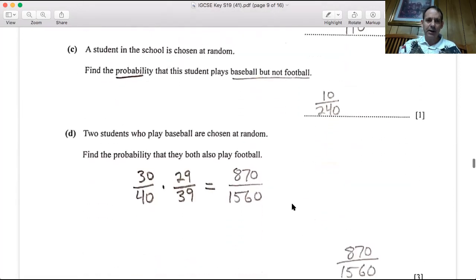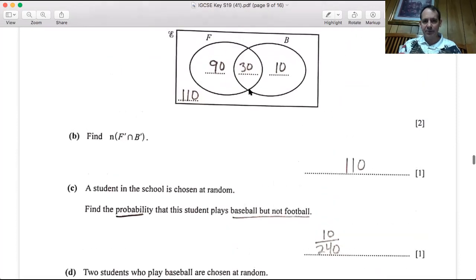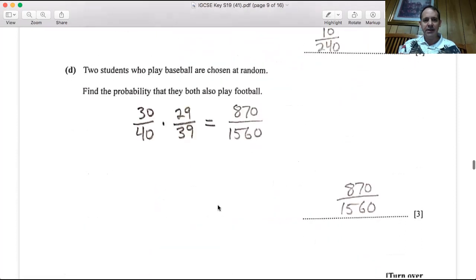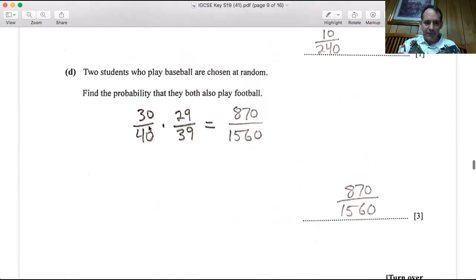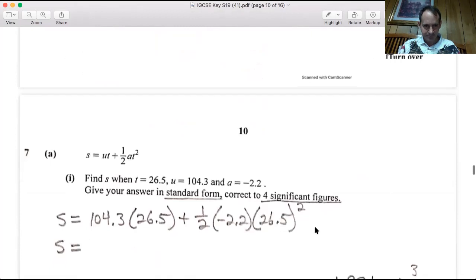Now, 2 students who play baseball are chosen at random. Find the probability that they both also play football. So the ones that play football are 30 out of these 40. So 30 out of the 40 play baseball and football. So your first draw would select one of those 30. Now, after you've selected that person, there are 29 of those 30 left and 39 total left. For the second draw, you multiply those together, and you get 870 over 1,560.